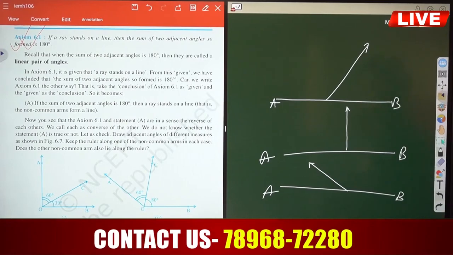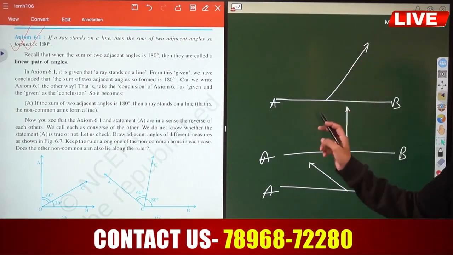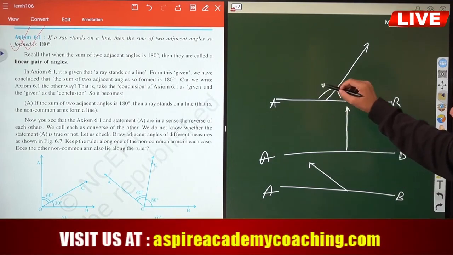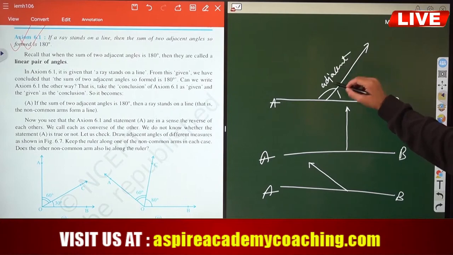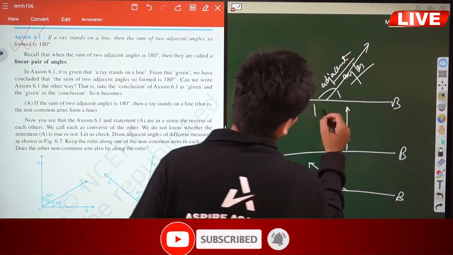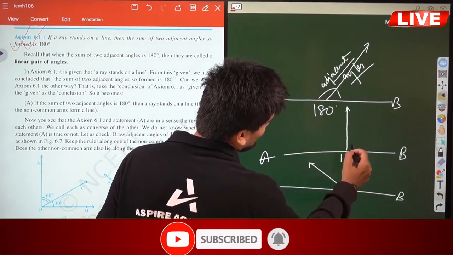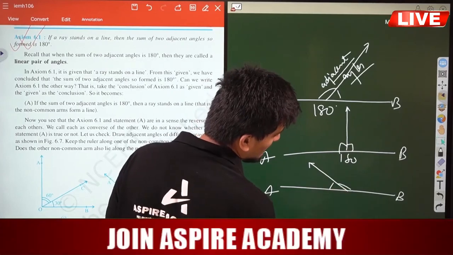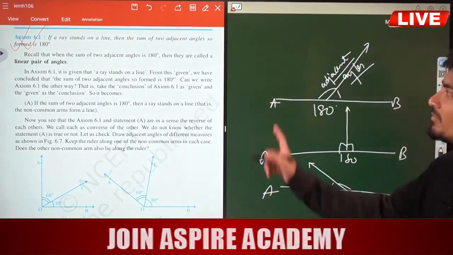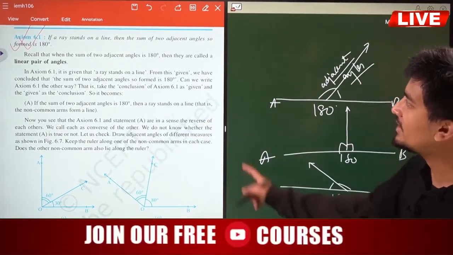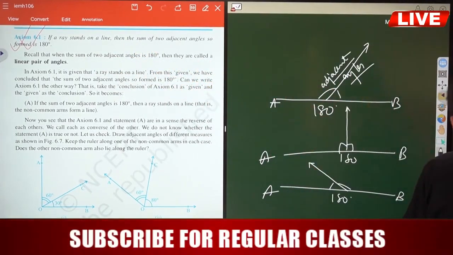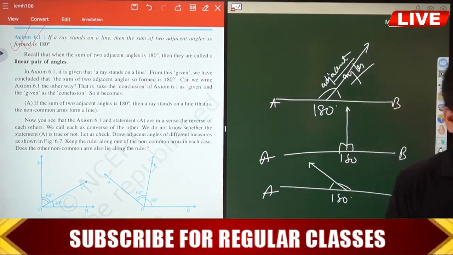So the ray stands on a line. What angles are formed? They are adjacent angles. The straight line has 180 degrees, right? So the sum of their adjacent angles is 180 degrees. If a ray stands on a line, then the sum of the two adjacent angles is 180 degrees. Understood? This is what this axiom says.